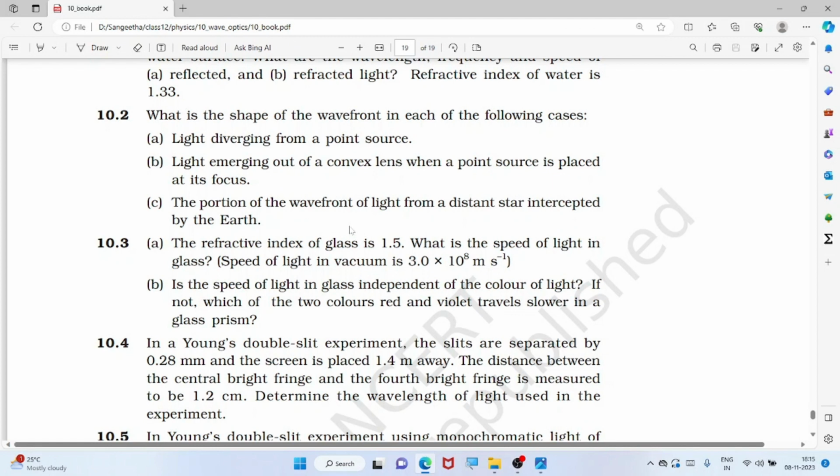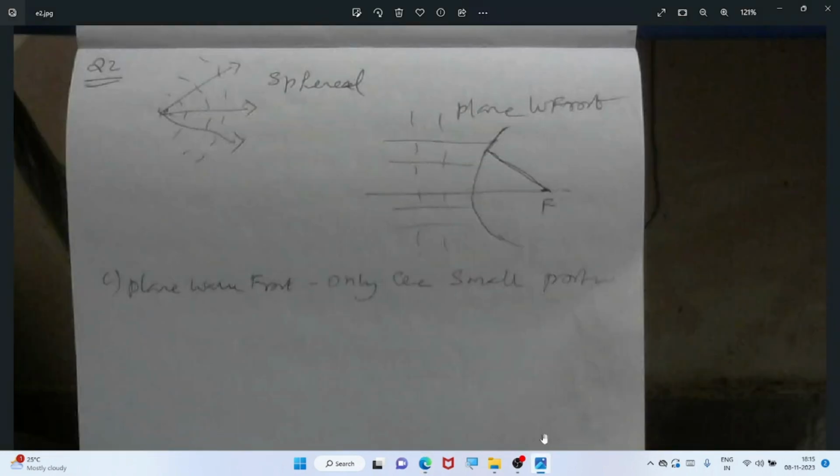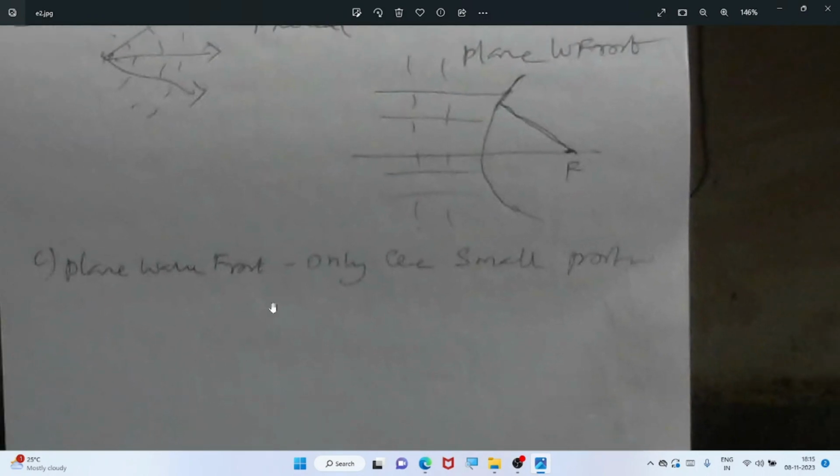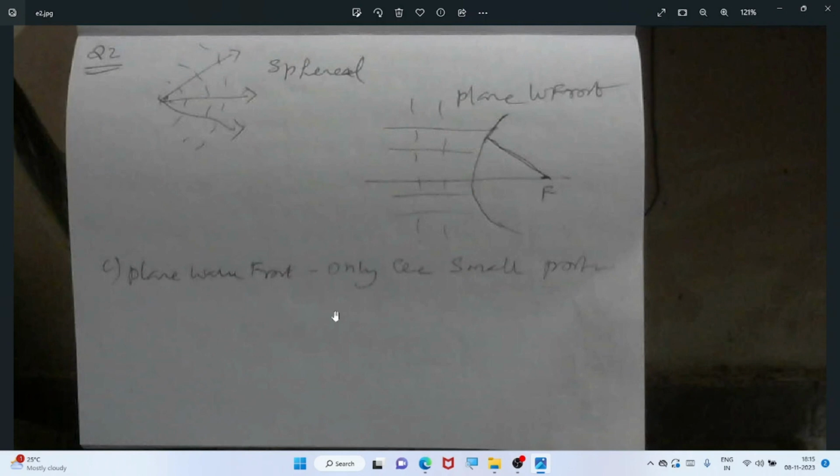The shape of the wavefront of the light at a distance from a star. Okay, this I already showed you. Whenever light comes from far away, the spherical wavefront will look like a plane. Okay, a plane wave, because it is far away from the earth.